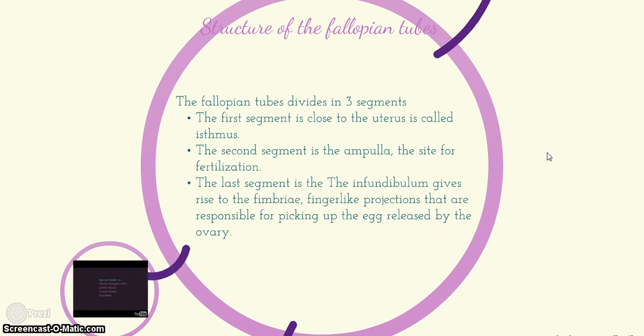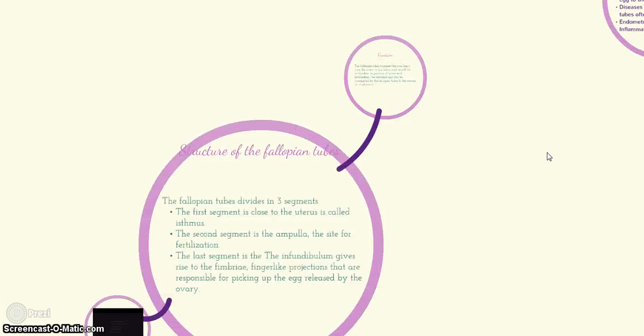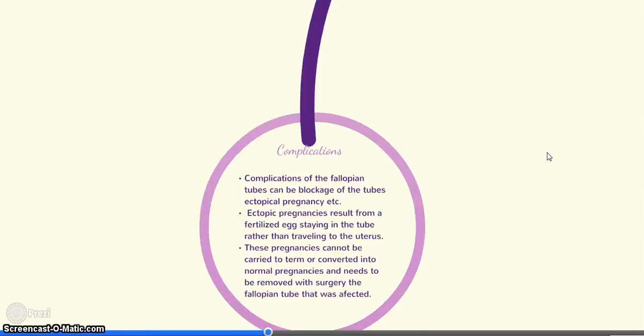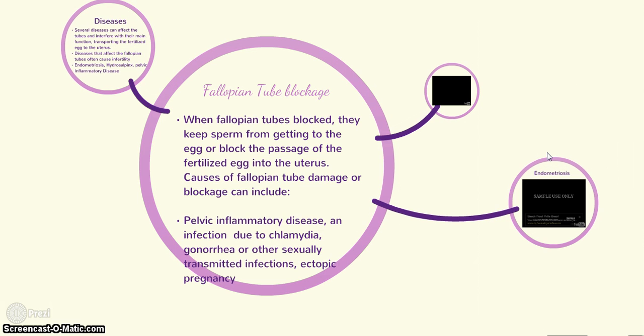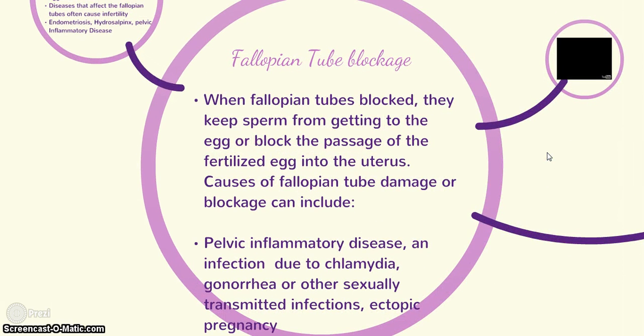Structure of the fallopian tubes. The fallopian tubes, as in the video, fallopian tube blockage. When fallopian tubes are blocked, they keep sperm from getting to the egg or block the passage of the fertilized egg into the uterus. Causes of fallopian tube damage or blockage can include pelvic inflammatory disease and infection due to chlamydia, gonorrhea, or other sexually transmitted infections, or ectopic pregnancy.